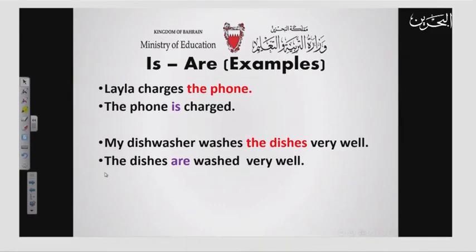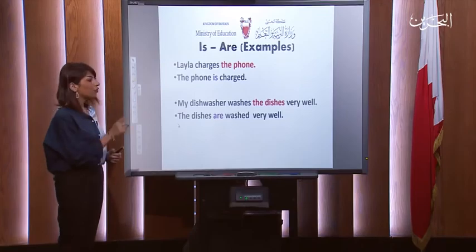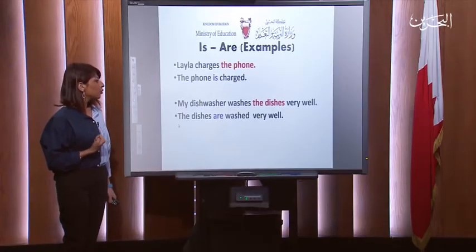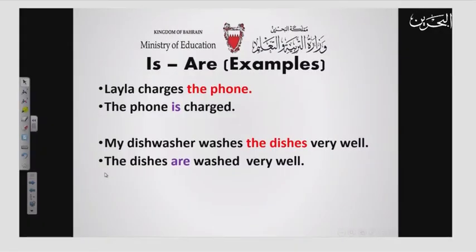Layla charges the phone. In this case, if I want to transfer it into passive, I start with the object: the phone is charged. Now, the second case, my dishwasher washes the dishes very well. The object is the dishes, which is plural. So, the dishes are washed very well. And this is how it goes. In order to know which one to use, is or are, I have to concentrate on the object mainly.